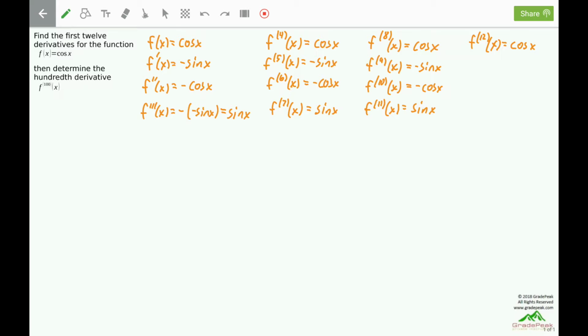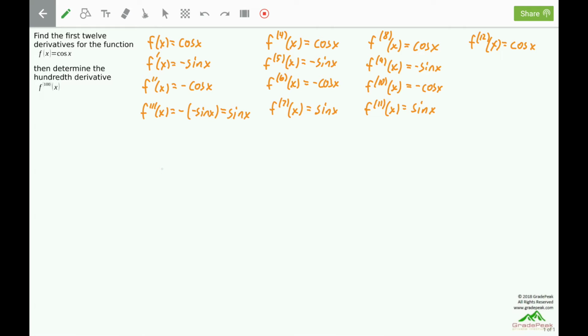And therefore, we can take any high-order derivative that we want. If the derivative that we take is divisible by 4, every 4th derivative will return it back to the original. If it goes 1 beyond that, if it's divisible by 4 with a remainder of 1, it will be equivalent to f prime. Remainder of 2 will be equivalent to f double prime, and if it has a remainder of 3, it'll be like f triple prime.